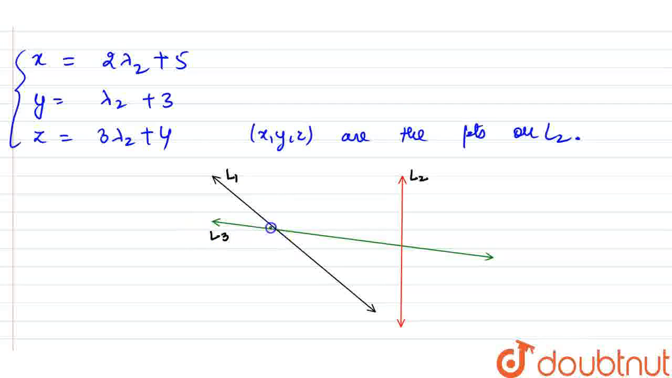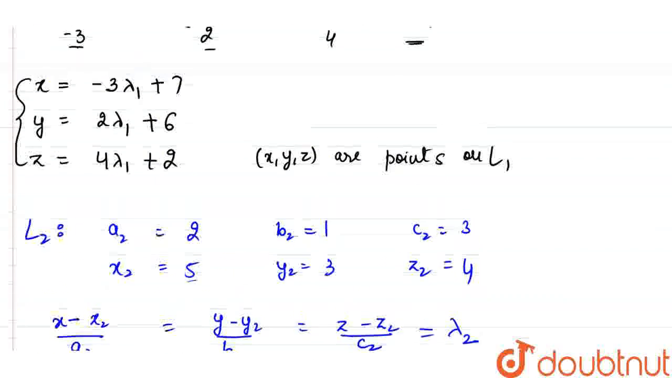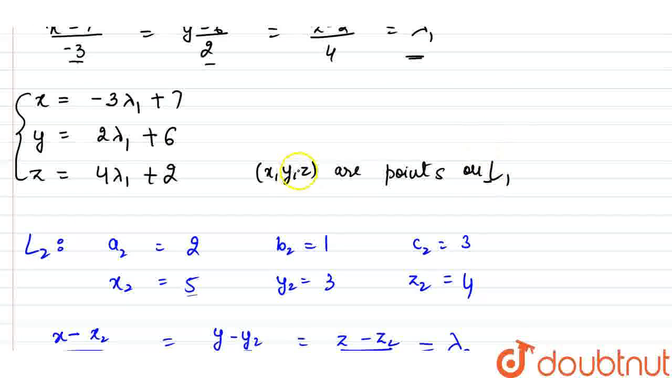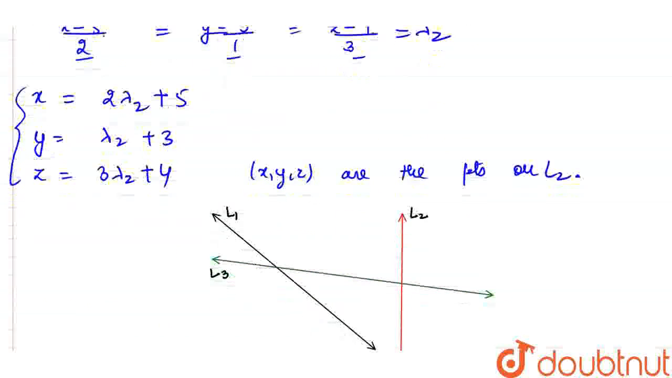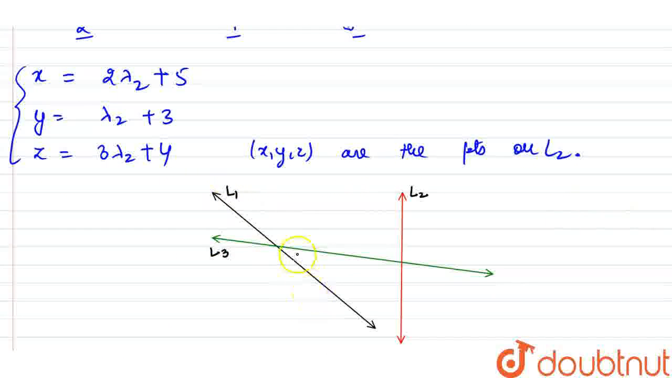So we have to find out the points x, y, z on L1. On L1, the points x, y, z take this form. So when we put lambda 1 here, we will be able to get x, y, z, that is, the points on the line L1. And similarly for L2, when we put lambda 2 here, we will be able to find the points on the L2 line.